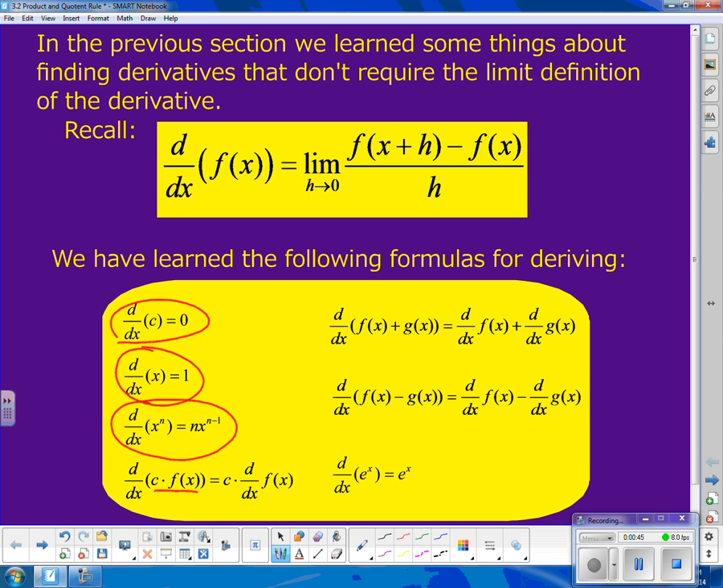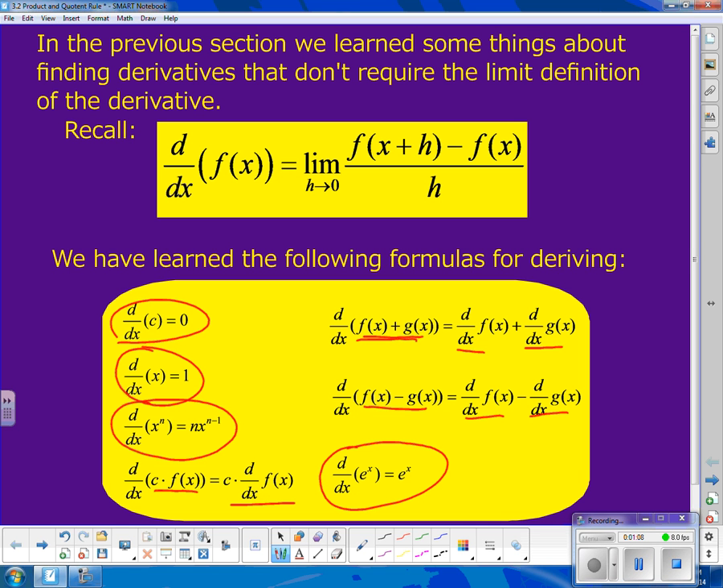We have the constant multiple rule, which is the constant times the derivative of the function. We also had the sum rule, saying that the derivative of a sum is equal to the sum of the derivatives. Similar with the difference, the derivative of a difference is the difference of the derivatives. And a personal favorite, the derivative of e to the x is e to the x.